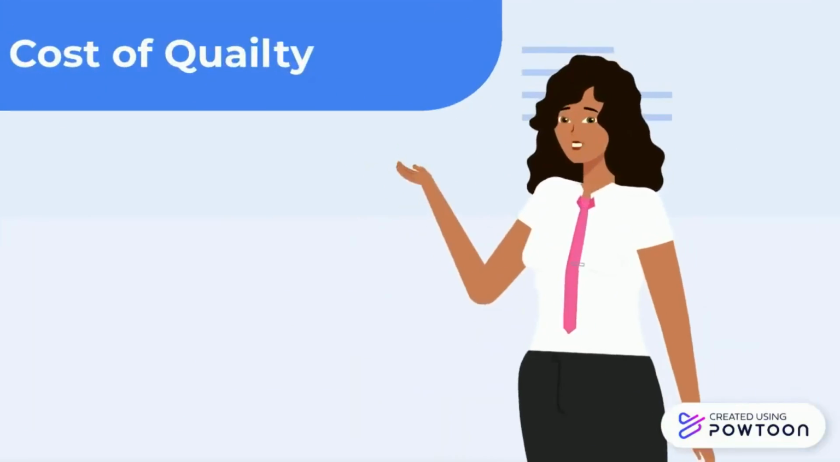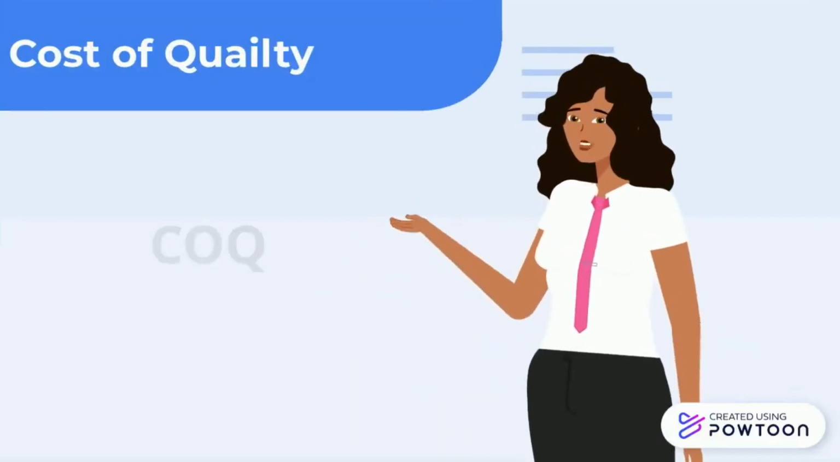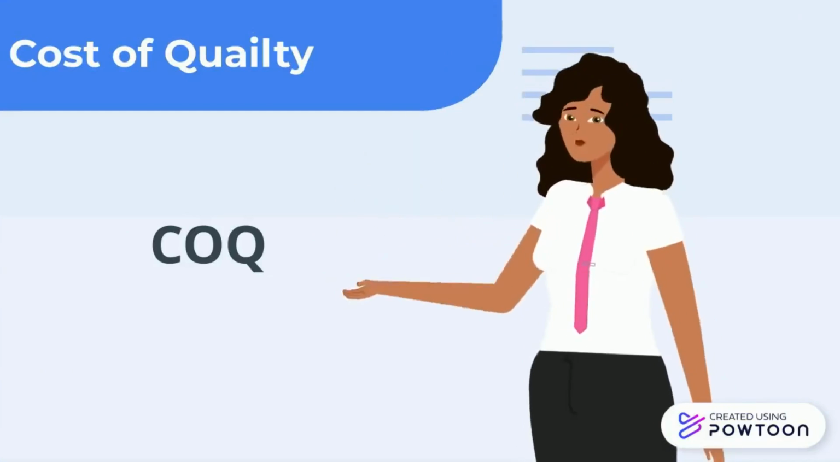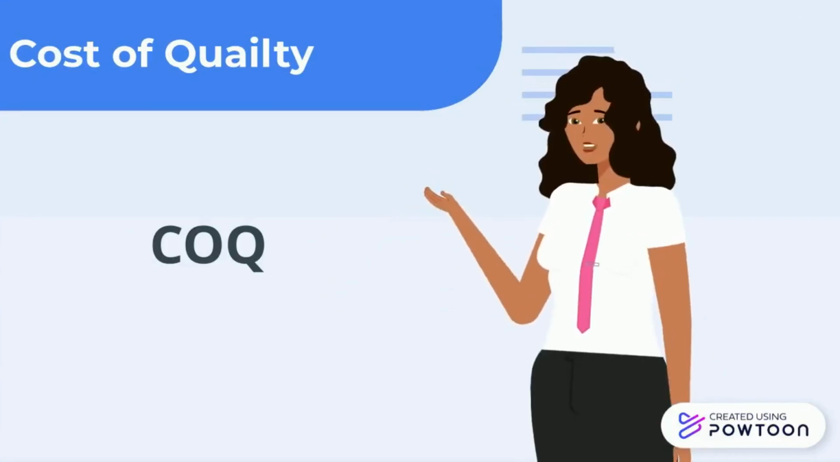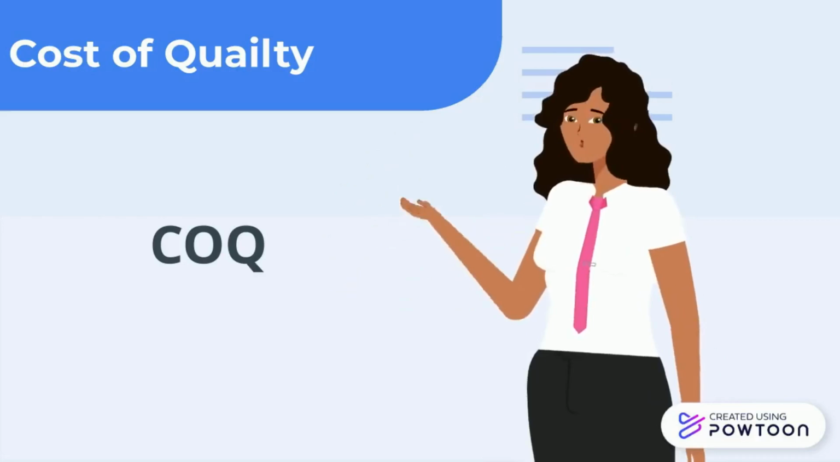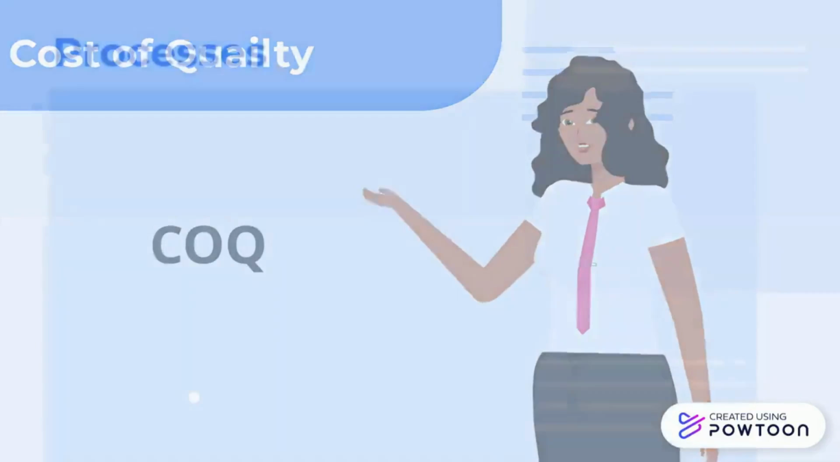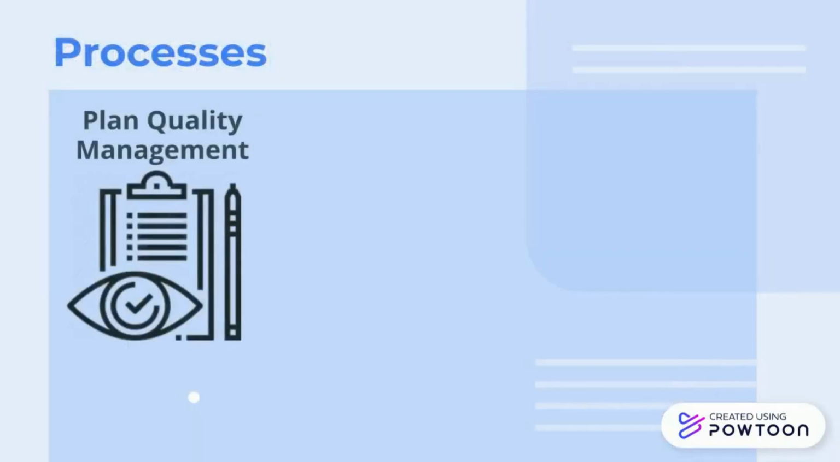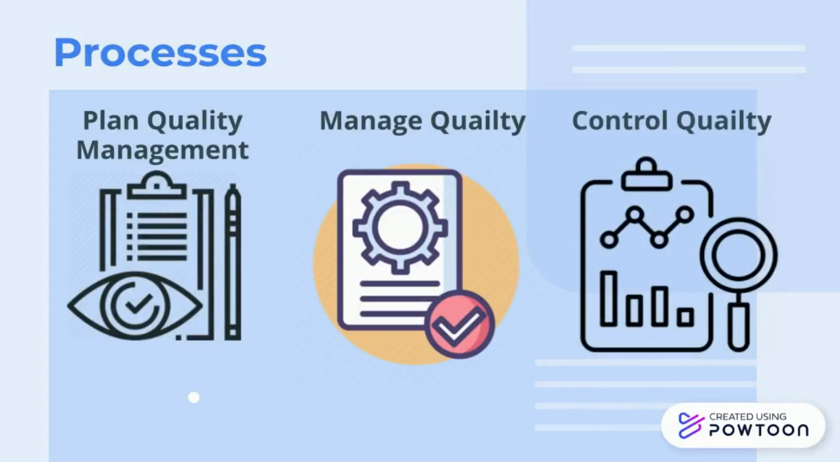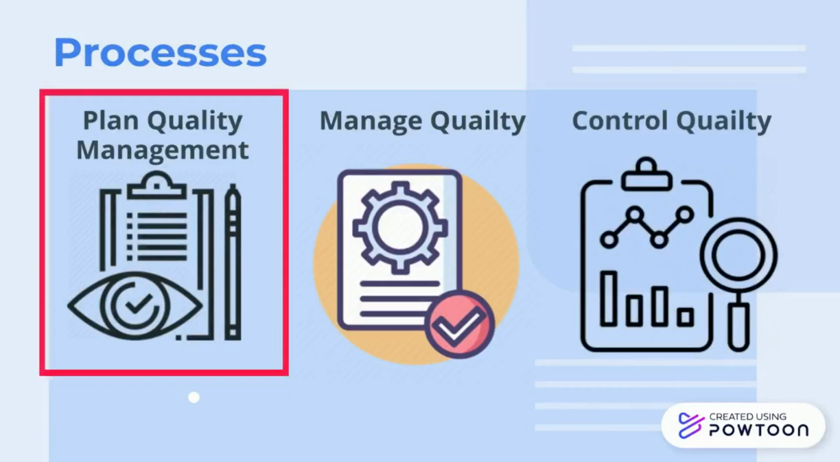Finally, there is cost of quality, or COQ. This refers to the costs associated with activities and efforts undertaken especially to prevent poor quality products. We will discuss this further in a later section. The three main process groups are plan quality management, manage quality, and control quality. Let's investigate the process group plan quality management.